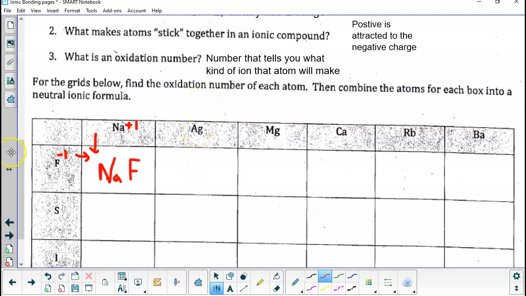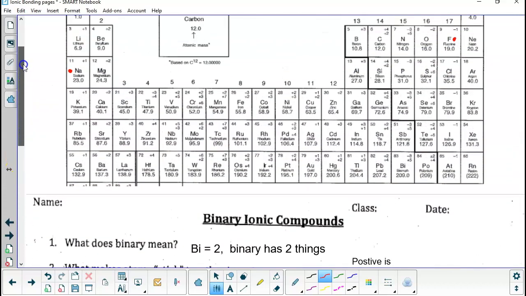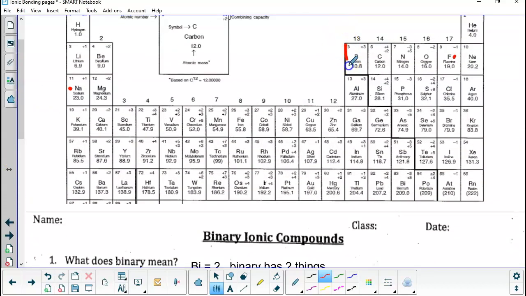I need to look up Ag on the periodic table. If I'm going to put it with a negative, it must be positive. Remember, we had our staircase line here that separates metals and nonmetals. This is our separator between positives and negatives. Ag is actually in the center here, and the little box in the corner tells me it makes +1 ions.